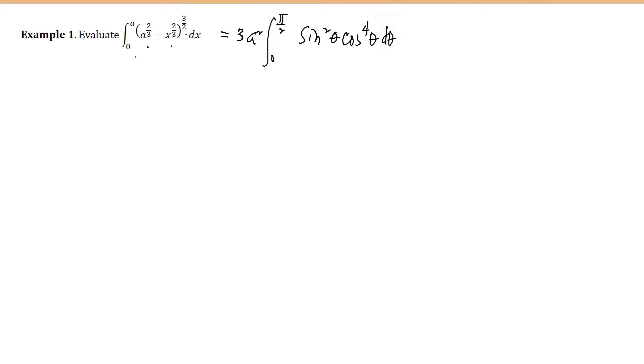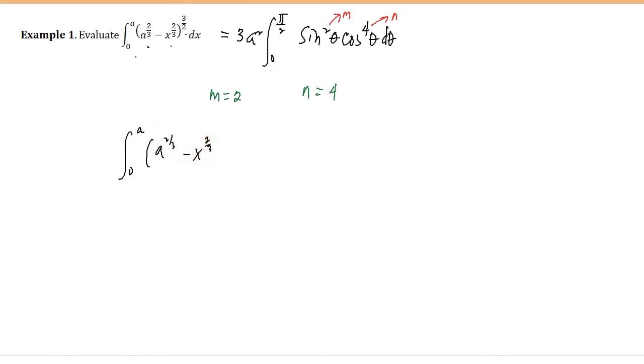By the Wallis formula, the exponent of the sine here is m and the exponent of cosine is n. So m is equal to 2 and n is equal to 4. The integral from 0 to a of a to the 2/3 minus x to the 2/3 raised to 3/2 dx is just equal to this. We have the constant 3a squared multiplied by the Wallis formula.